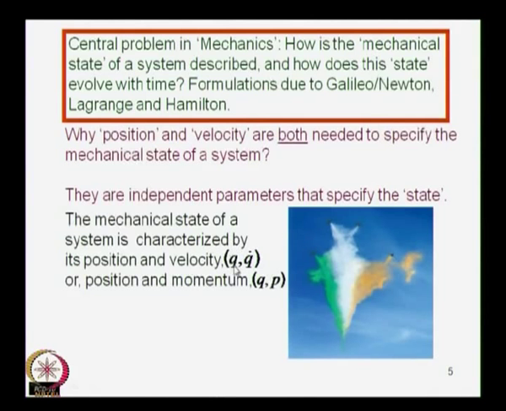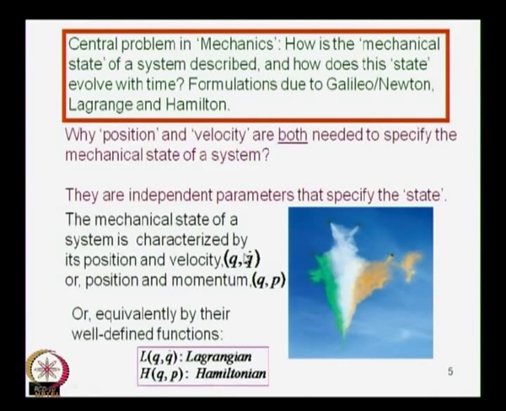But if we can also define this by q and q dot, then we can also define it by a well defined function of q and q dot. So, we will learn in this unit how to define it by a function of q and q dot. The function will turn out to be the Lagrangian, or a function of position and momentum, and this function will turn out to be the Hamiltonian.